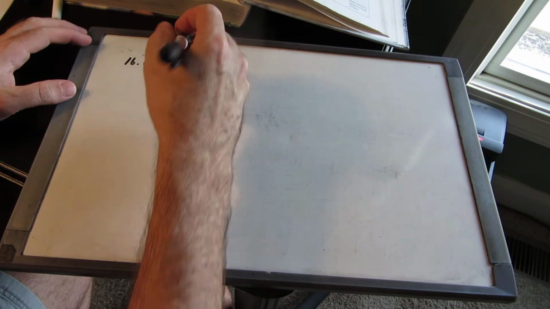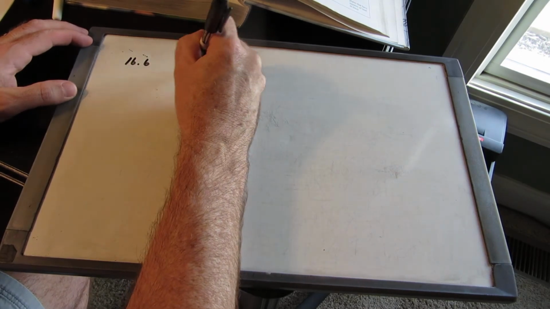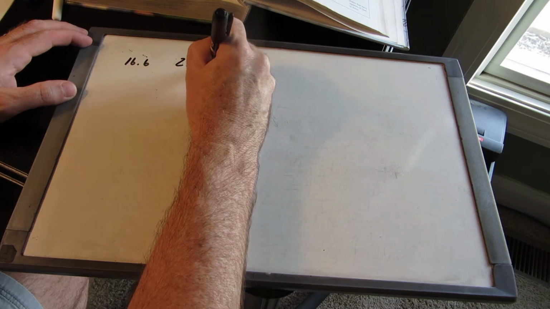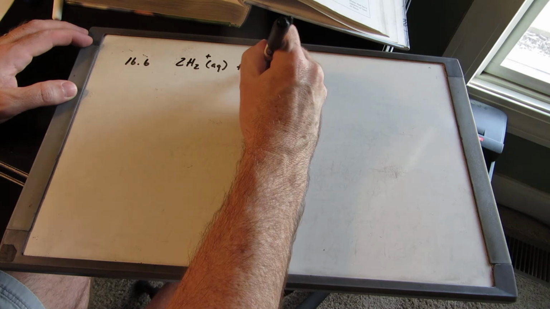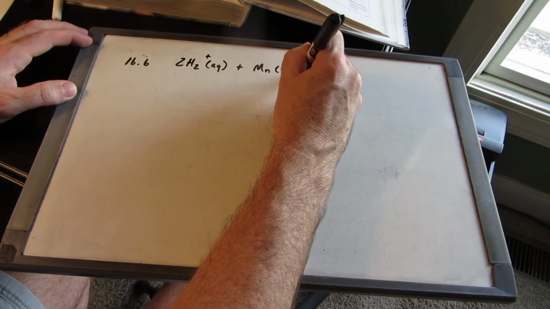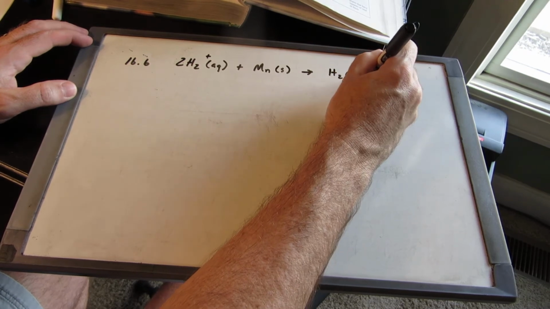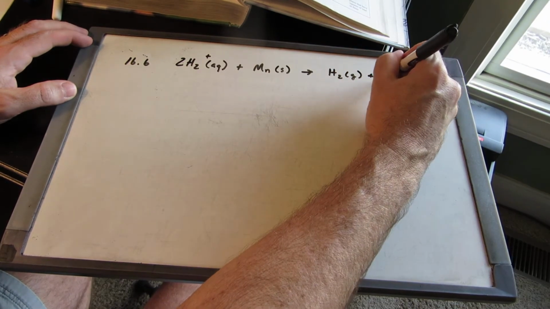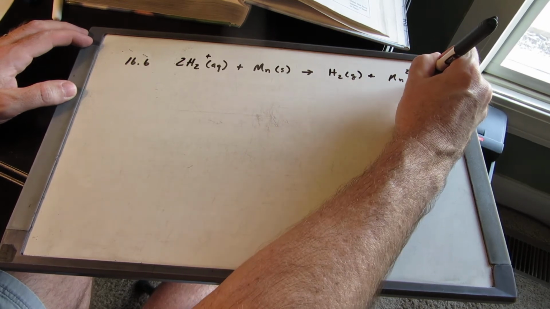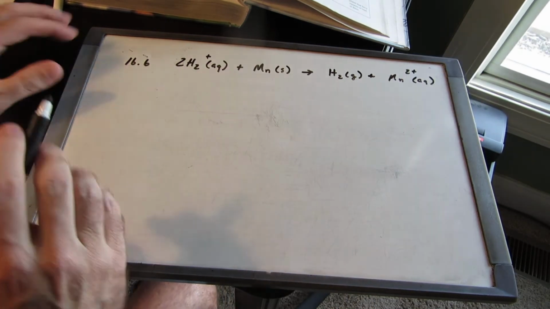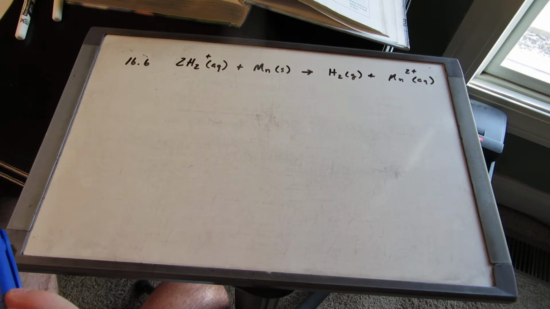We're given a reaction, and that reaction is 2H+, and this time I need to put the phases, so aqueous, plus solid manganese, makes hydrogen gas plus Mn2+, which is aqueous.